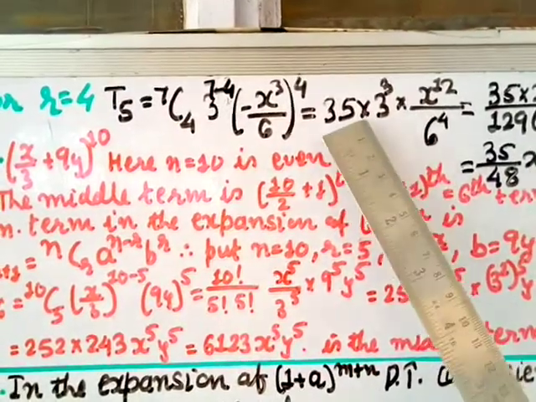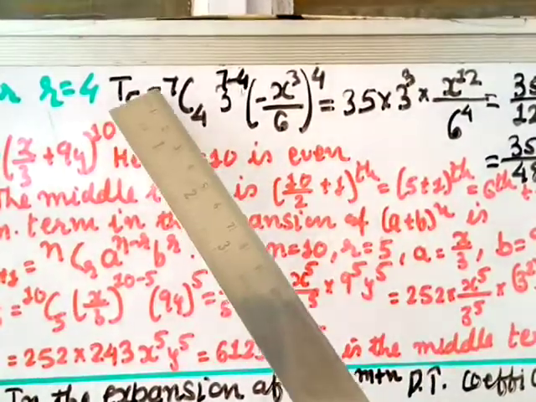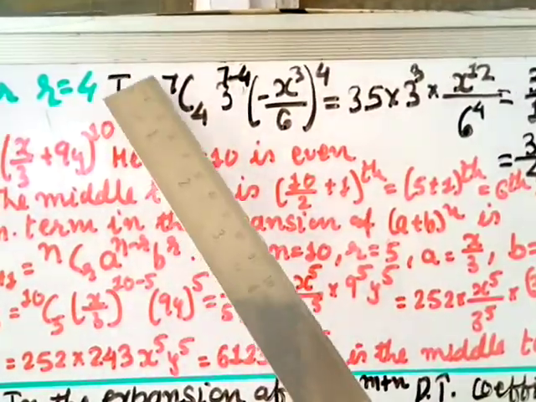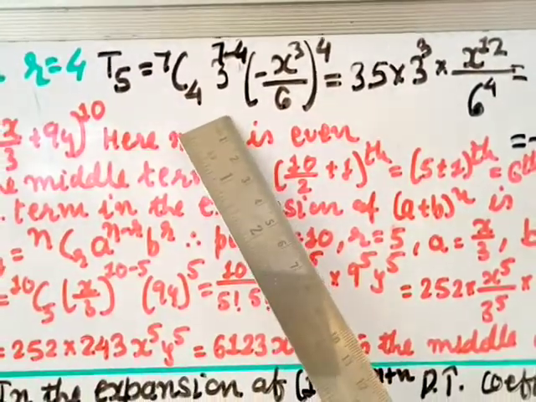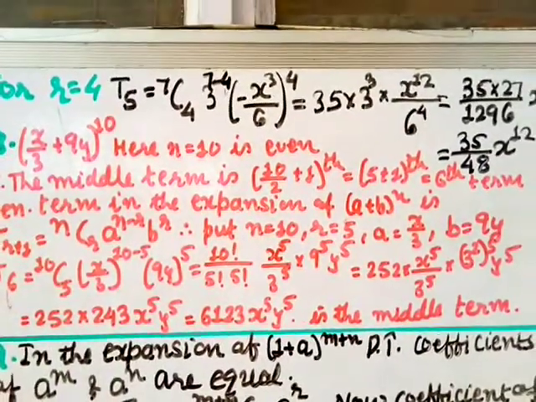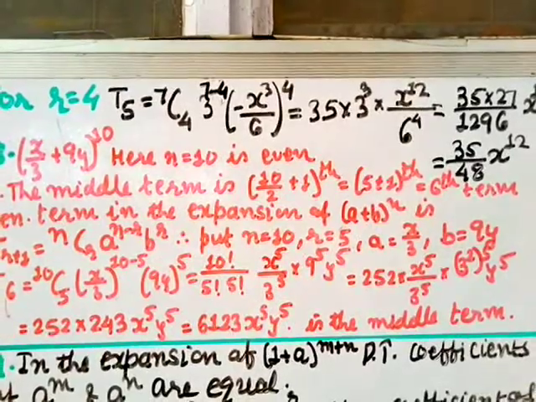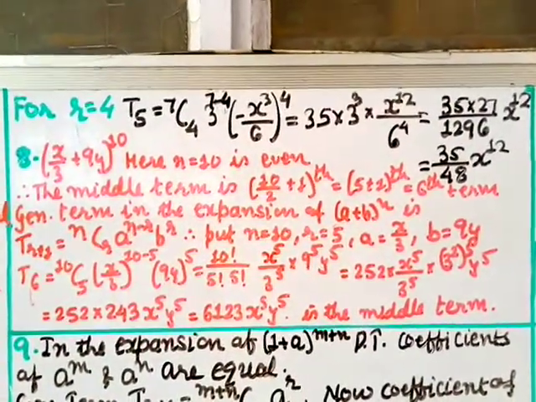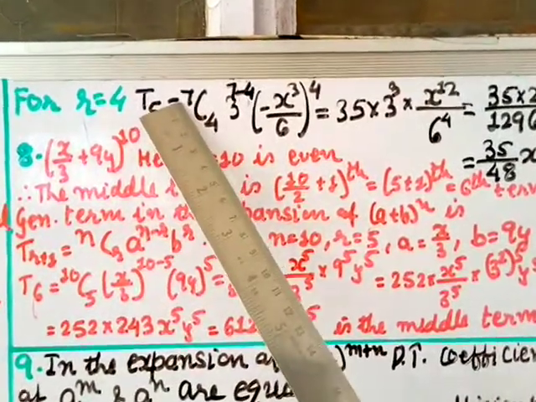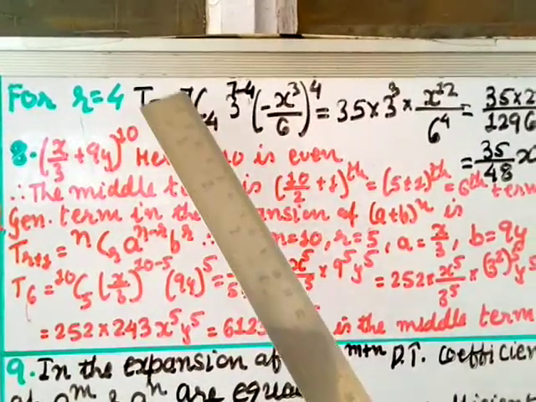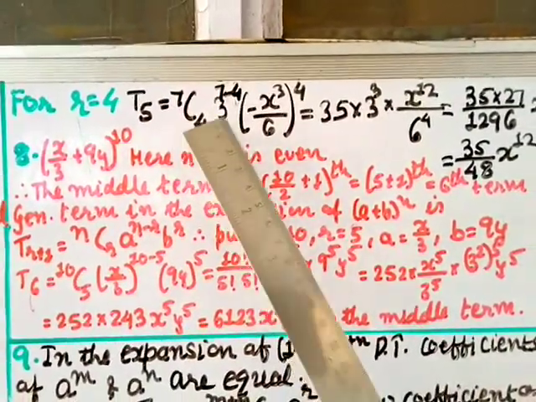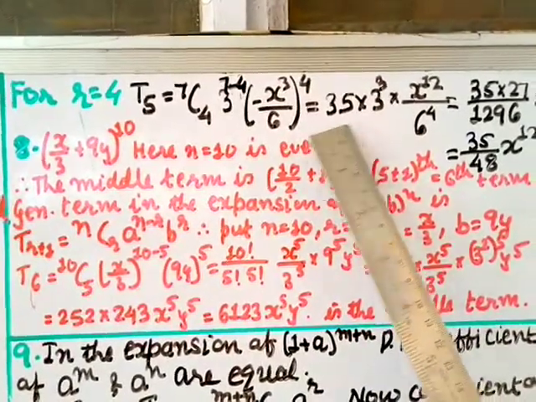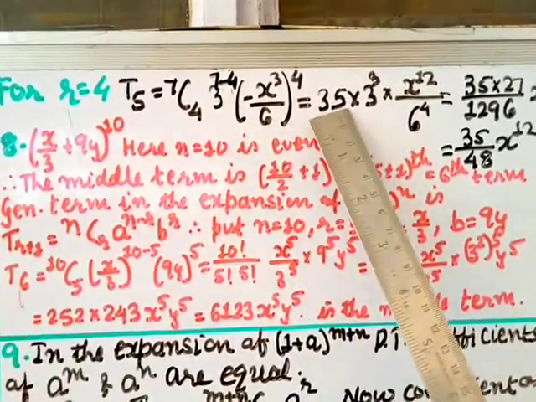You should know how to find this 35. Using the nCr formula, 7C4, which we have been using before, I have directly written it here this time. But you should write it using the formula: 7 factorial divided by 4 factorial into (7 minus 4), that is 3 factorial, and if you simplify it, it will be 35. That is the value of 7C4.